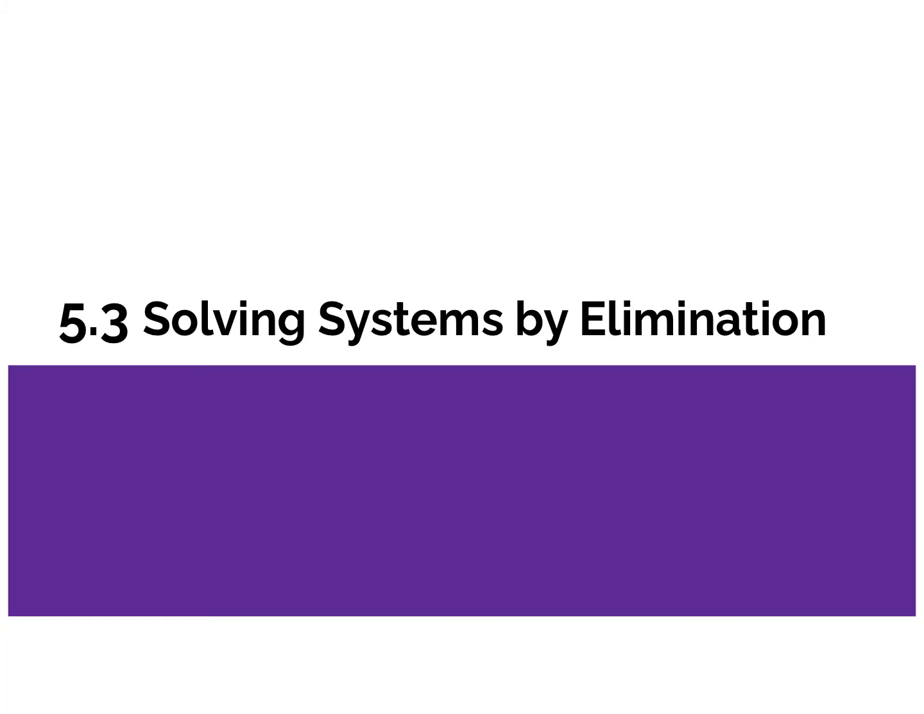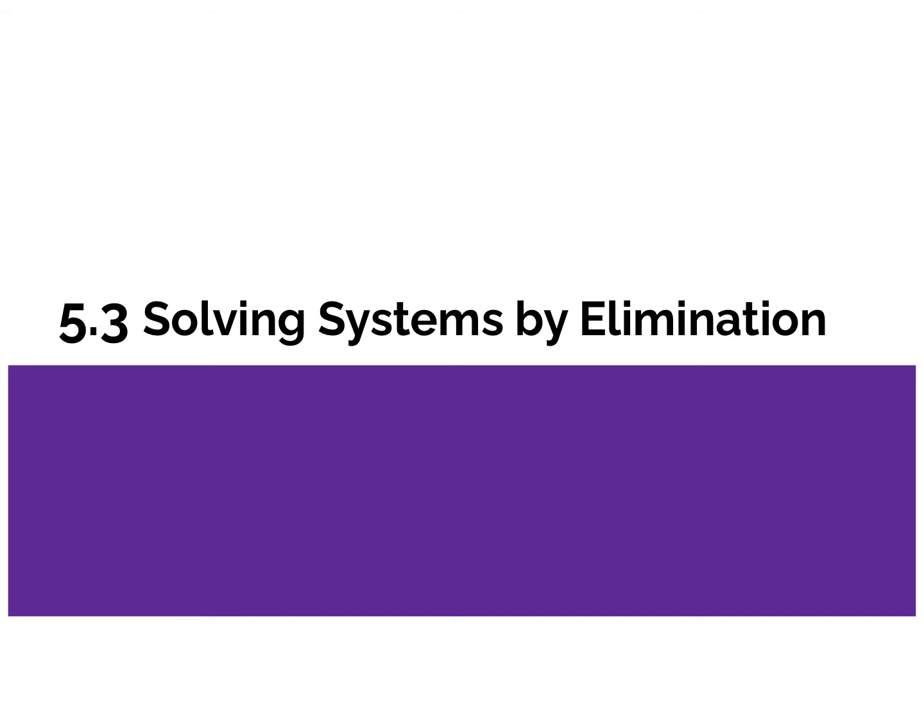All right, folks, 5.3, we're going to talk about solving systems of equations by elimination. Elimination means we're going to eliminate or cancel the variable out. So we looked at graphing in part one, graphing the lines, figuring out where they intersect, substitution by plugging in things, replacing things, and now we're going to talk about elimination.